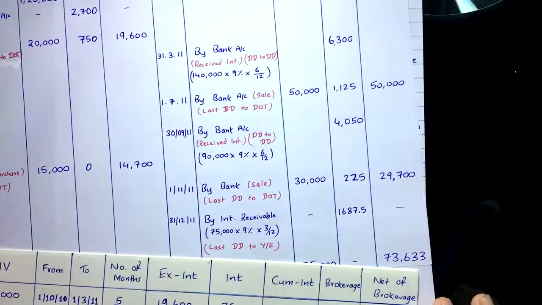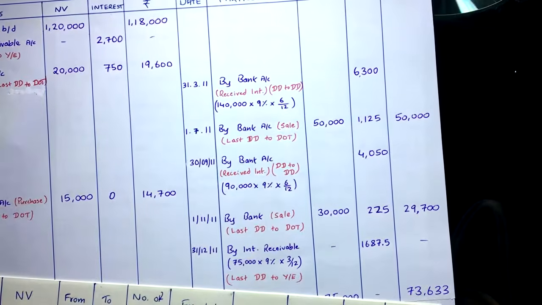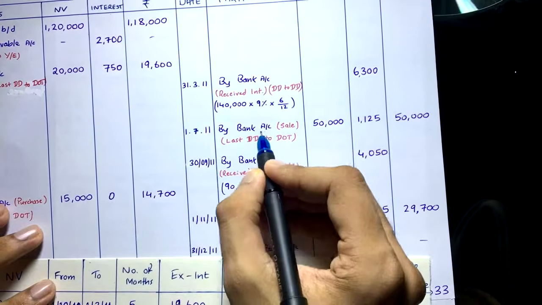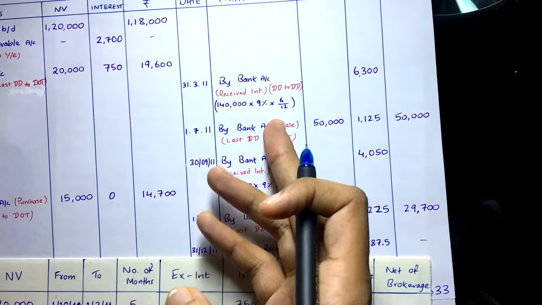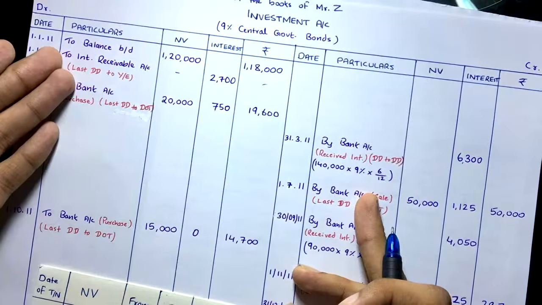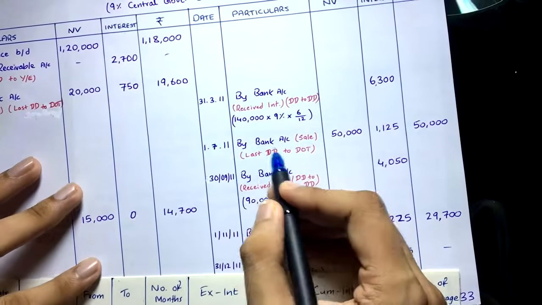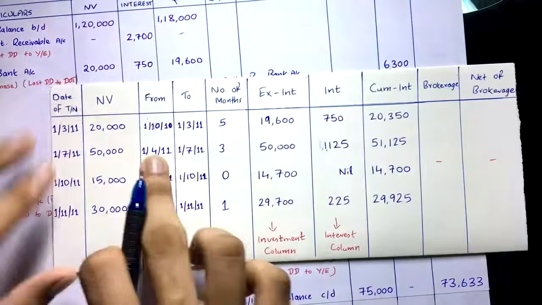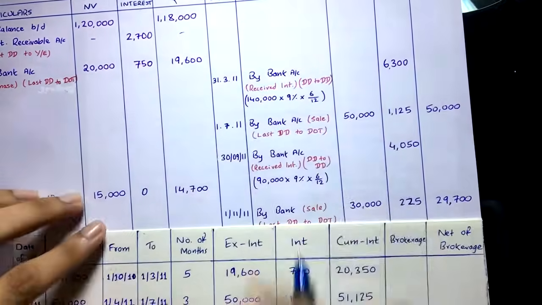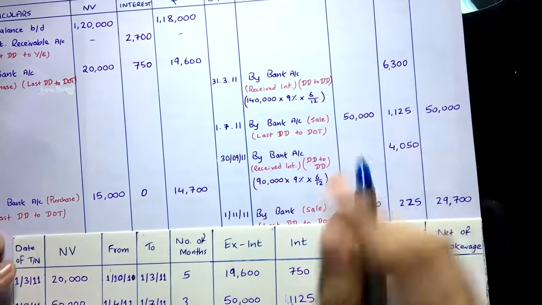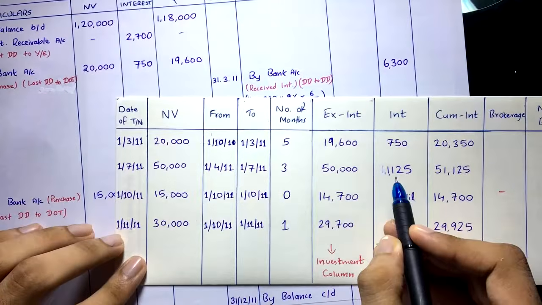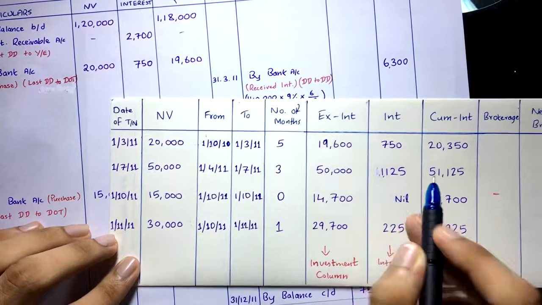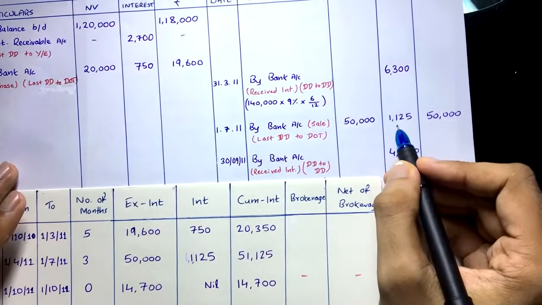So we have to record that posting, right? We haven't done that. So see here, on 1st July 2011, we have sold 500 units, right? So by bank account. Whenever you sell, by bank account. Whenever you purchase, to bank account. So we are selling over here, so by bank account. Last due date to date of transaction, the shortcut. The nominal value is 50,000, but the interest is 1,125. So that's what you have to take in the interest column.